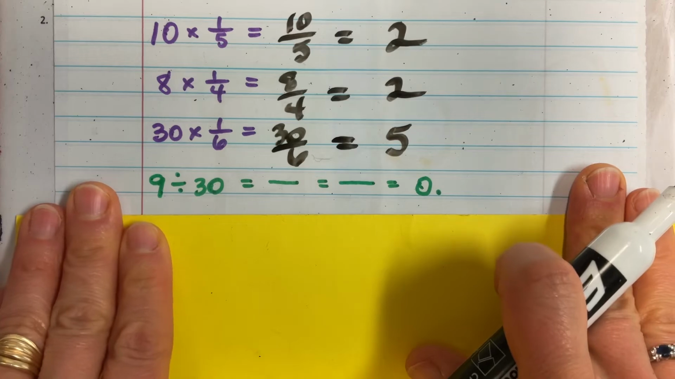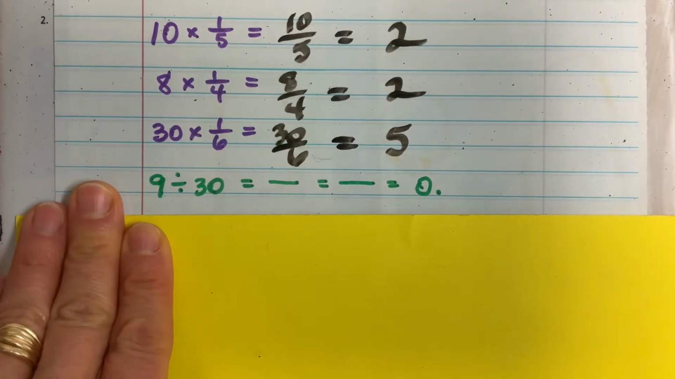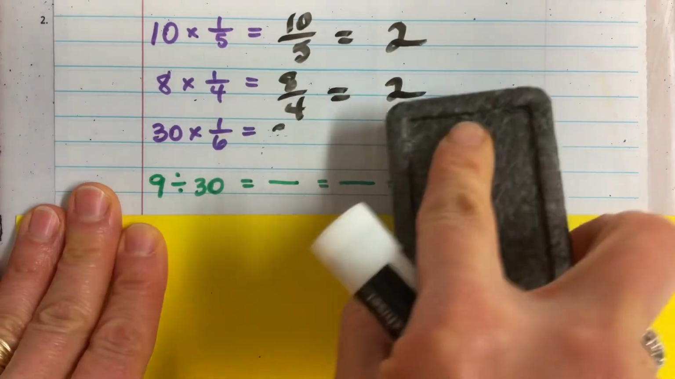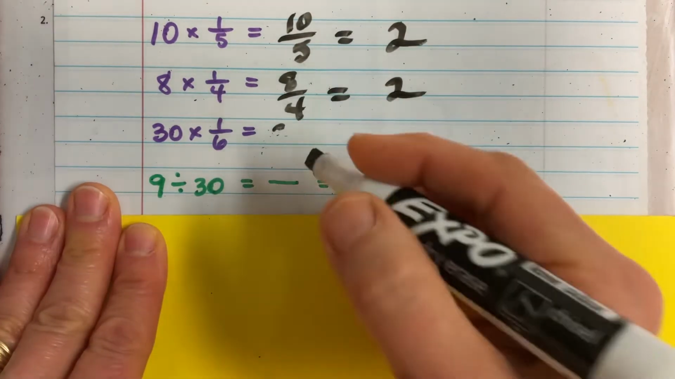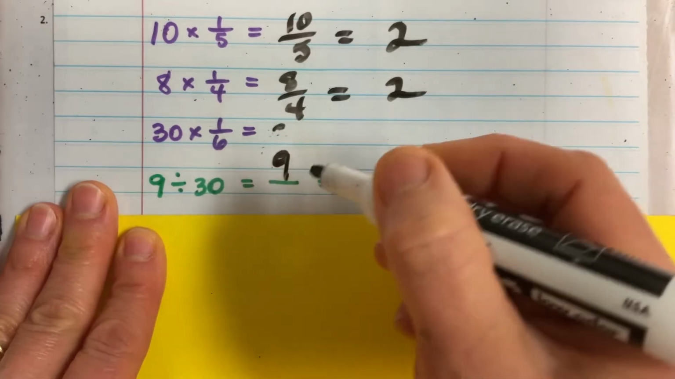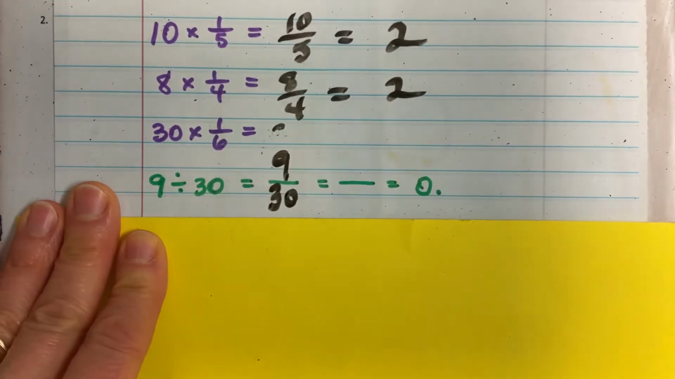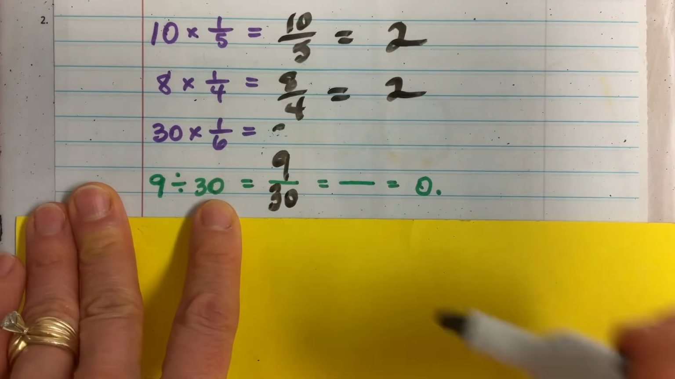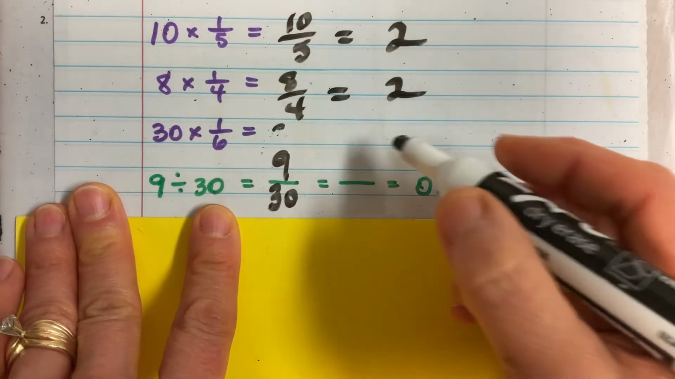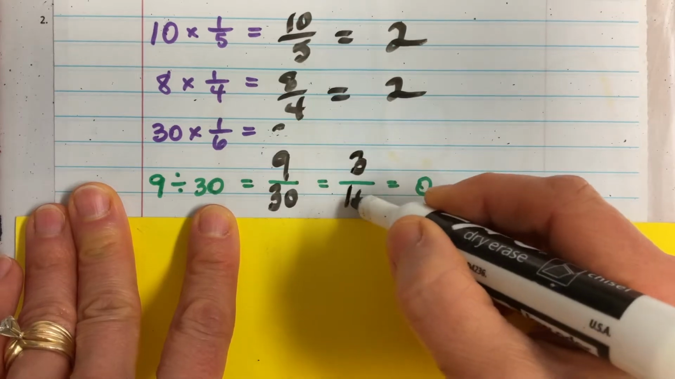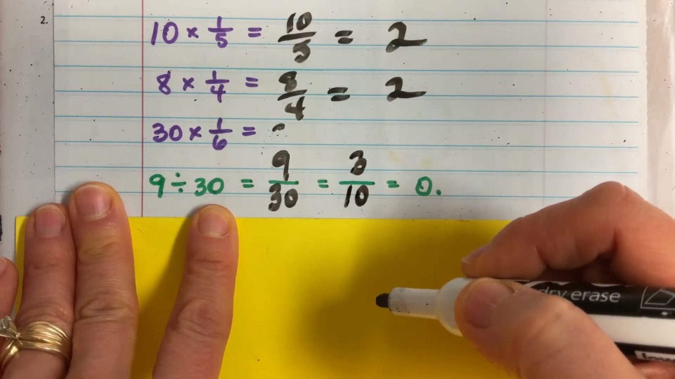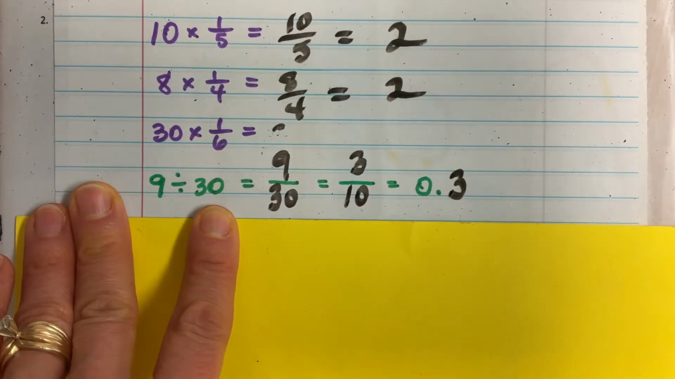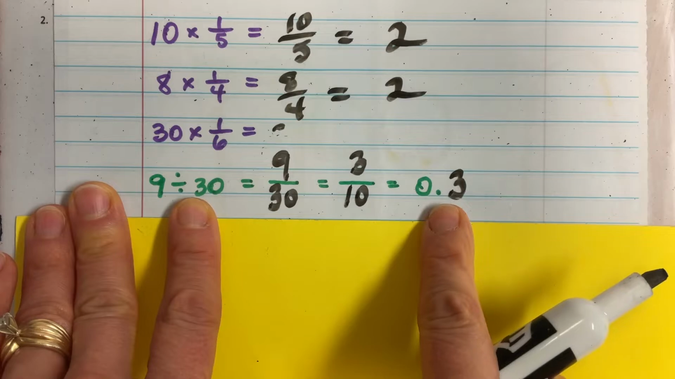Now, if you think about division, remember we can think about division as fractions. So if I think 9 divided by 30, I could think about it as a fraction like this, 9/30ths. Well, if you simplify 9/30ths, if you divide both these numbers by 3, you'd get 3/10. How do I write 3/10 as a decimal? 0.3. So 9/30ths as a decimal is 0.3.